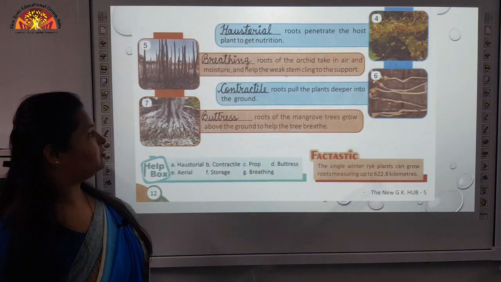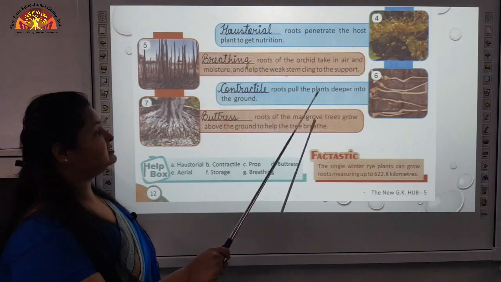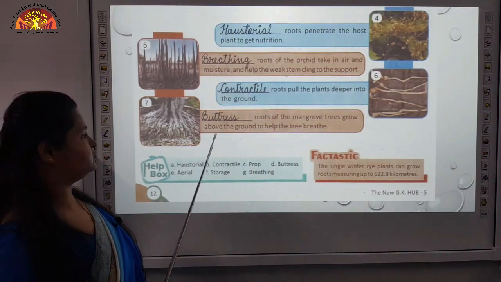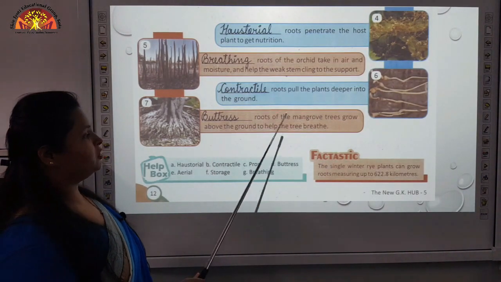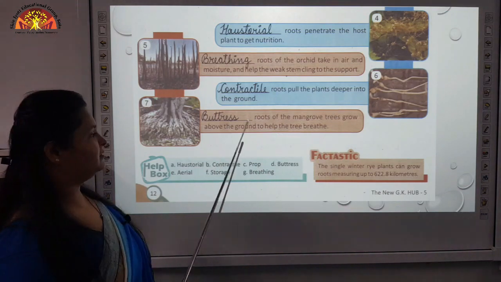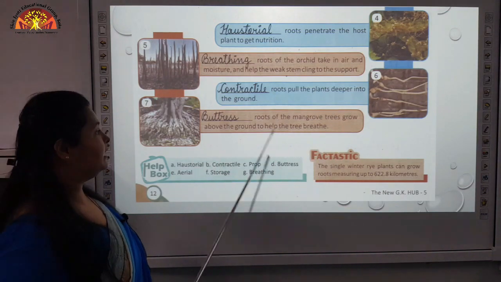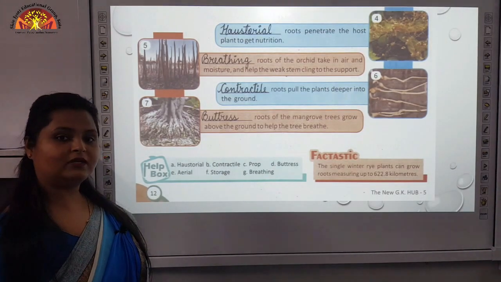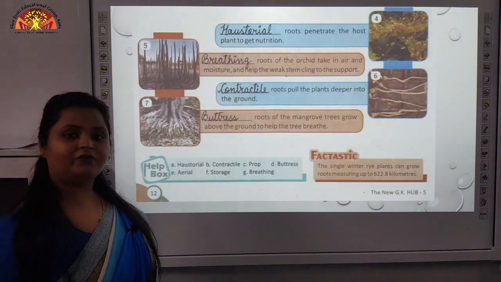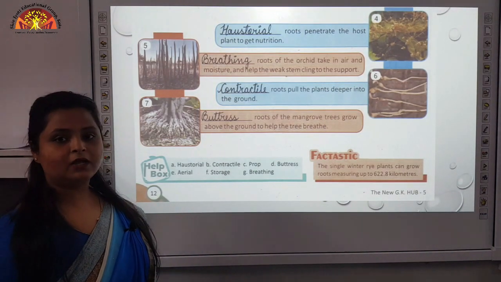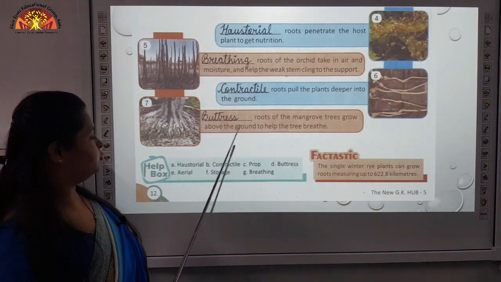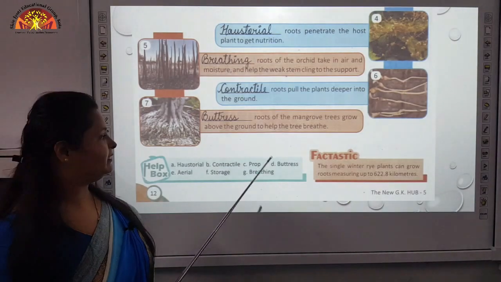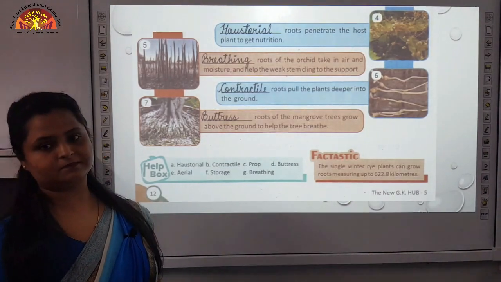So because of that, contractile roots pull the plants deeper into the ground for getting the water. Next, last one, buttress. Buttress roots of the mangrove trees grow above the ground to help the tree breathe. Again, these mangrove trees grow in tropical rainforest where the soil is very clayey. So there is a lack of air, lack of oxygen. So generally these roots grow above the ground to get the oxygen for breathing.